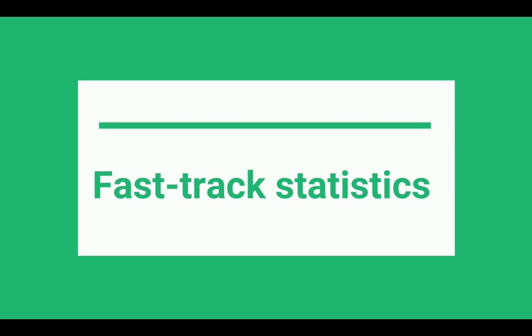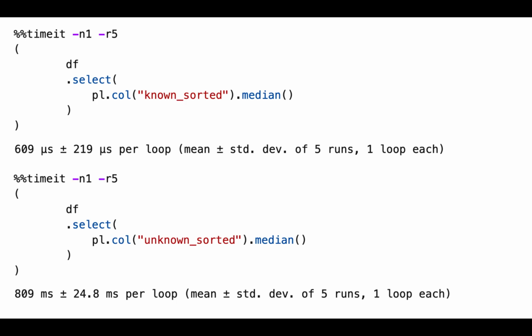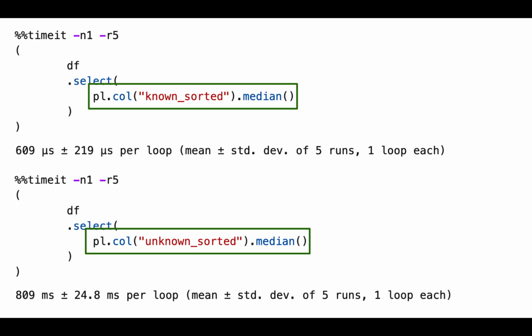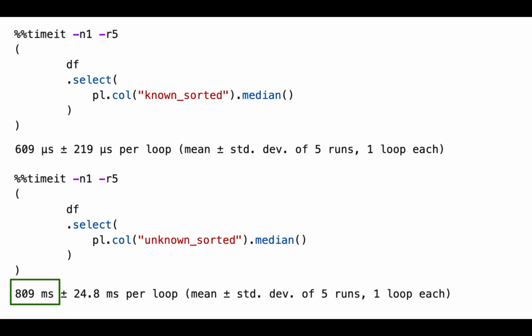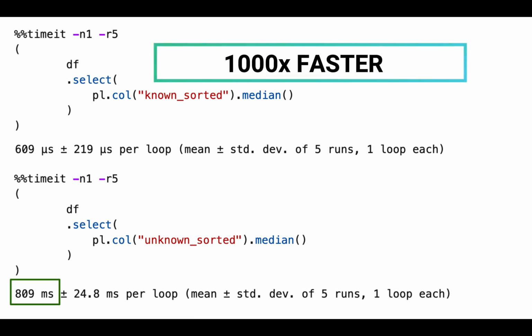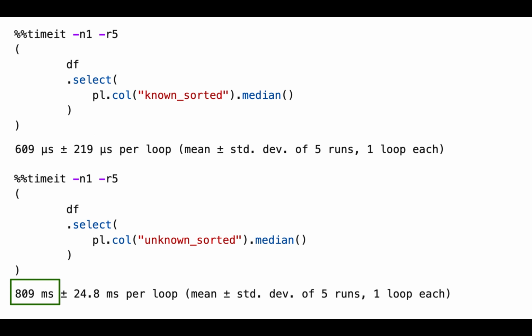Polars also has fast track algorithms for statistics. In this example, we take the median of the known sorted and unknown sorted columns. For the median of the known sorted column, it takes just 600 microseconds, whereas for the median of the unknown sorted column, it takes 800 milliseconds. That's 1,000 times longer. This is because a median operation requires a sort.